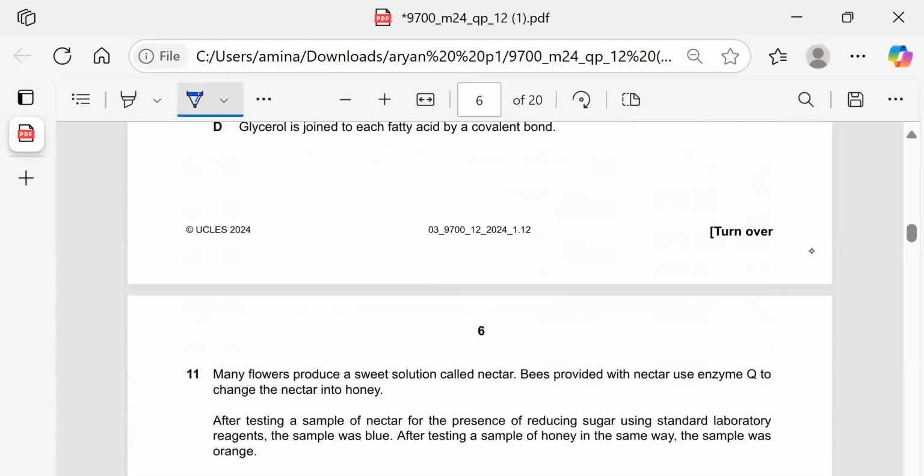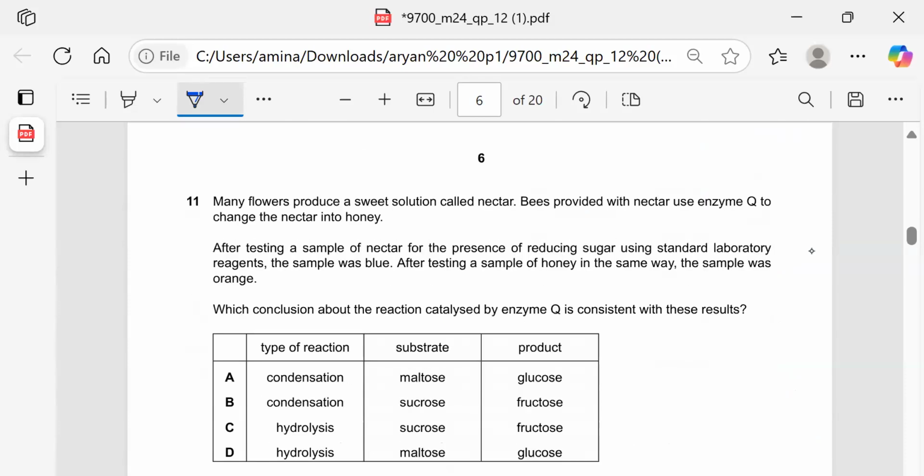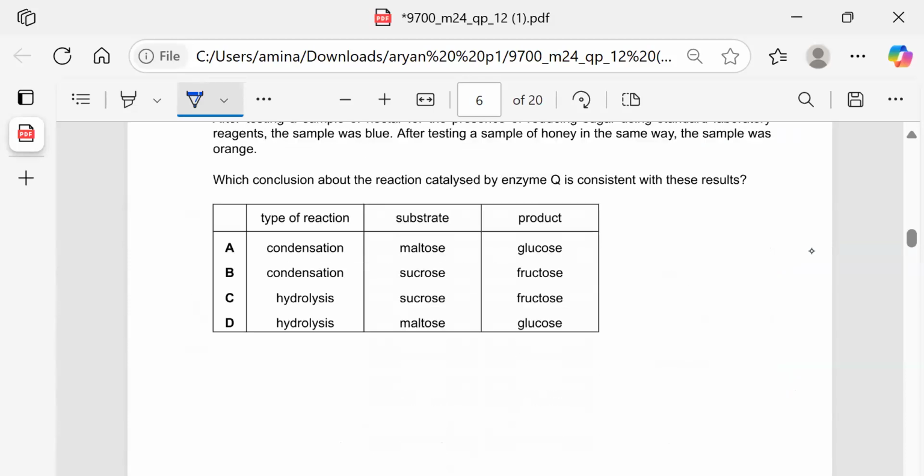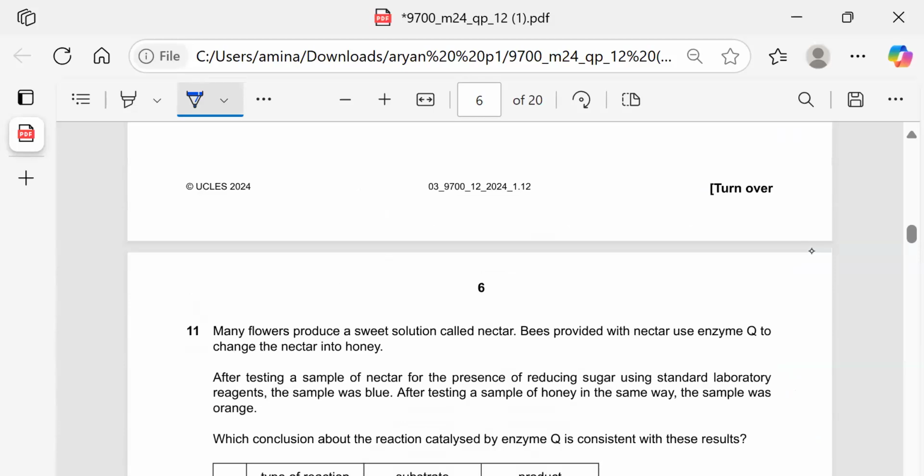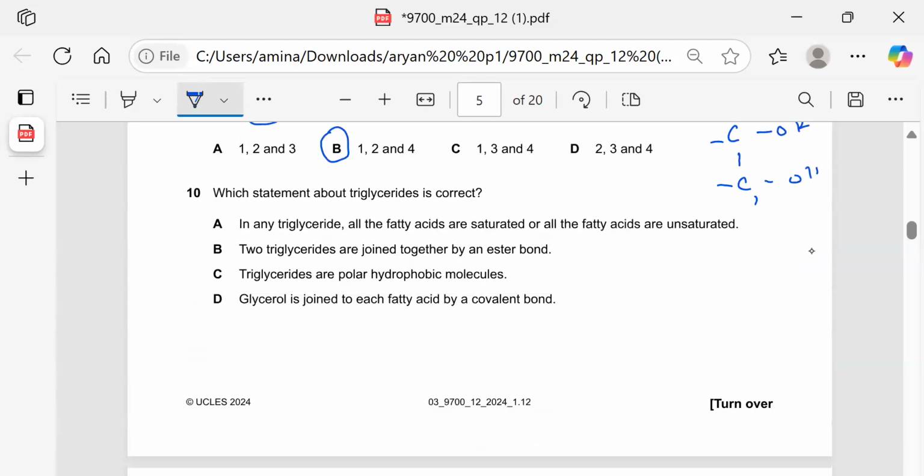I'm going further ahead with question number 10. Jaden, any question till here? Are you able to understand it well? Yeah. Okay. I'm going for question number 10 now.